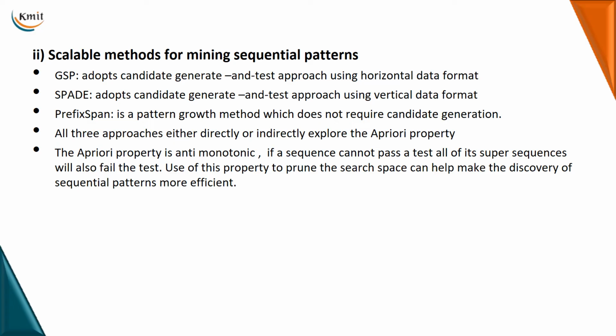You have even PrefixSpan, which is used for your pattern growth method. It generally does not require candidate generation, whereas when I talk about your horizontal and vertical, you require your candidate generation. Next, you use your direct and indirect approaches, and you use all the Apriori properties to get the output for it. We have to know whether it fails or passes, so we'll check with your Apriori property. The third one is constraint based.